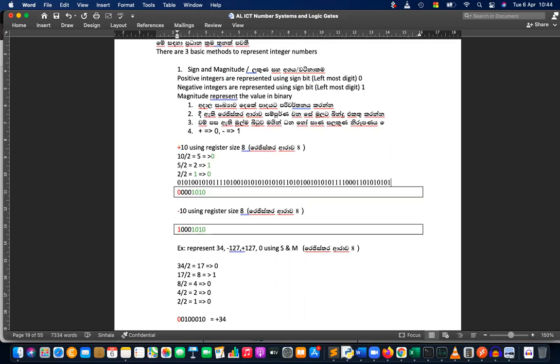Slice means you take 1, 2, 3, 4, 5, 6, 7, 8 as the first slice, then the second slice, 1 to 8, the next slice, 1 to 8, and so on. Likewise, you just slice. Now you know what information came through the wire. That's why register size is required, because that is the mechanism of slicing.